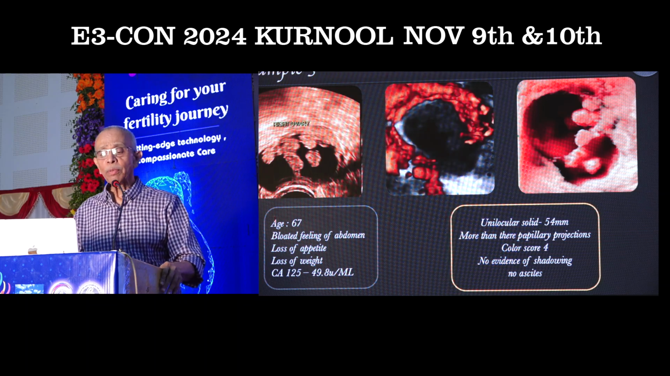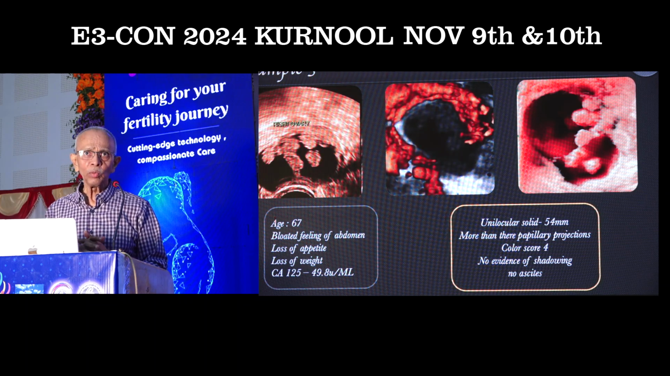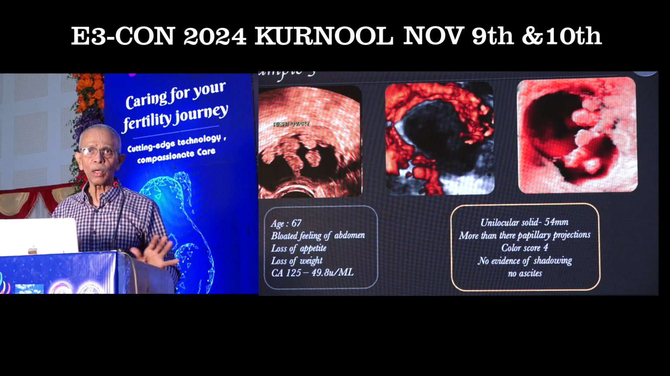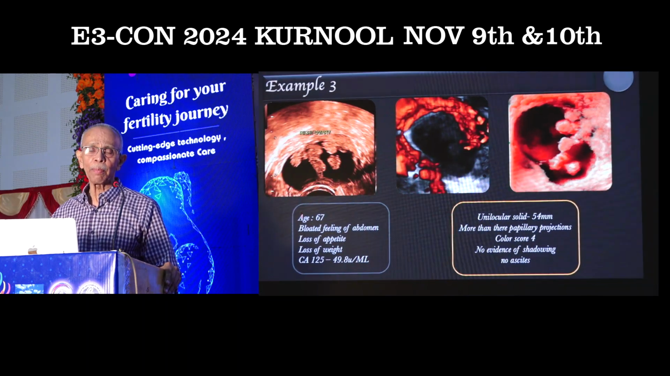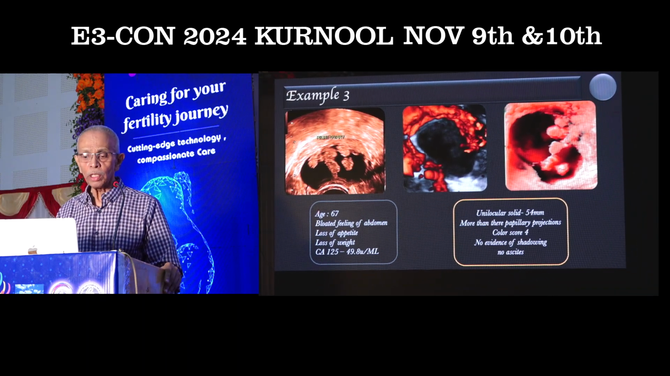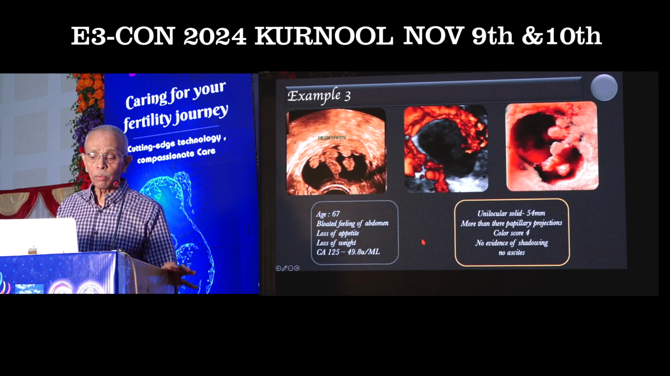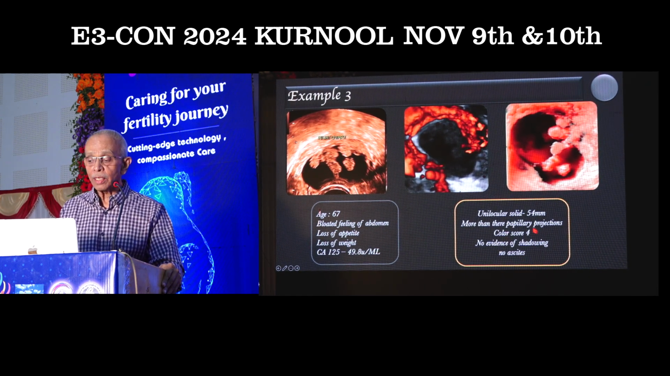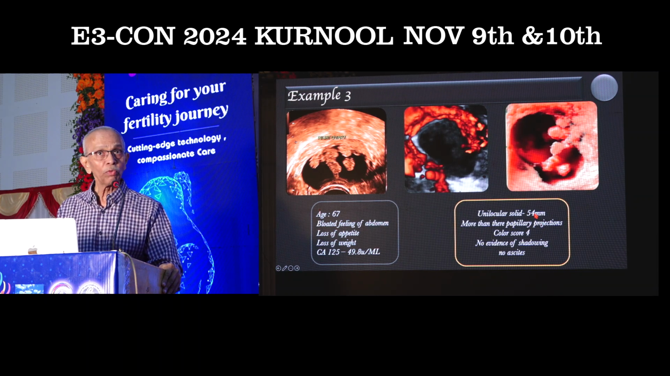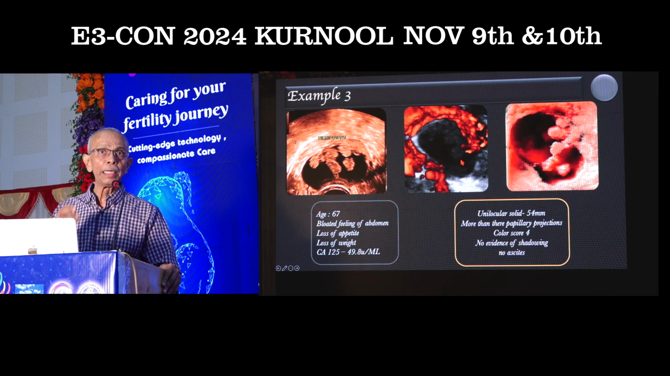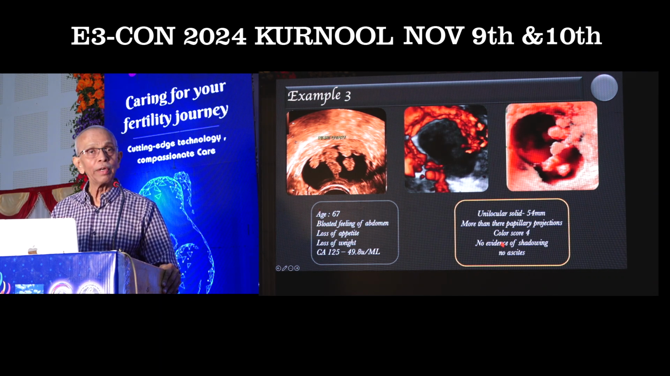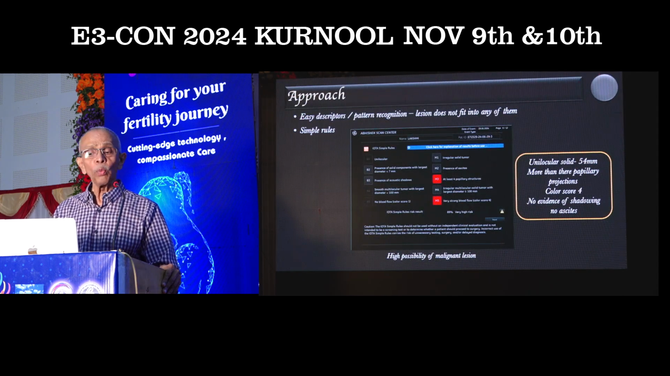Then comes another example where again the lesion is a little ambiguous, in the sense we are not very sure about using either pattern recognition or the simple rules. In this situation we have a 67-year-old postmenopausal woman presenting with bloating. What we have here is a unilocular solid mass, about 54 millimeters, with more than 3 papillary projections. You can see so many papillary projections. When you put the color score, there is intense color score, and there is no evidence of shadowing or ascites. So we cannot use pattern recognition in identifying this lesion, definitely.